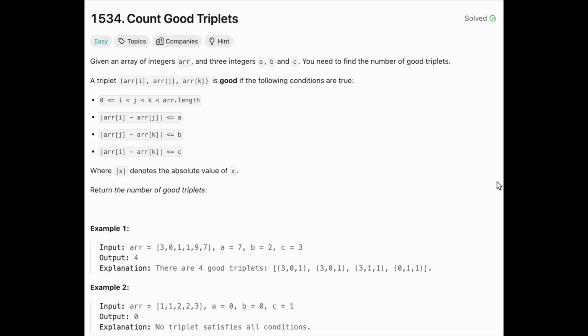Hi everyone, welcome back. Let's write some more Leetcode today. Today we are solving Count Good Triplets.